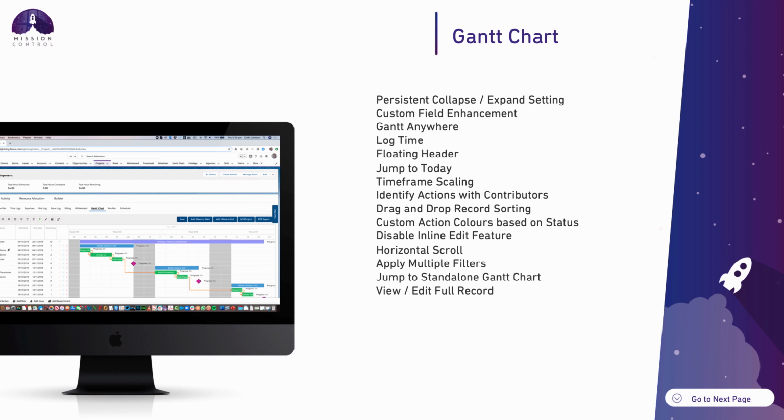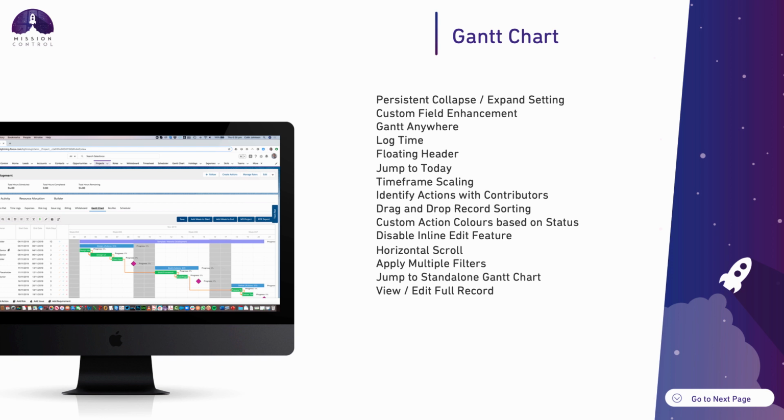We've added in the ability to drag and drop to sort the records within the Gantt chart. Another request from customers was the ability to actually change the colors of the actions based on the status of them. So we've added that in as well. And some customers asked for the ability to disable the inline edit feature, so that's now controllable by a setting on the Gantt chart as well.